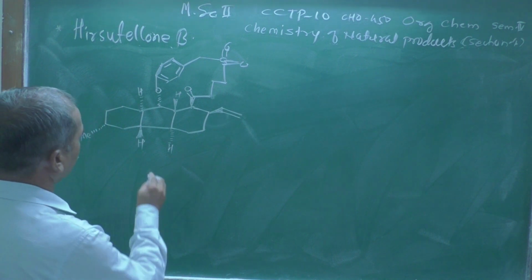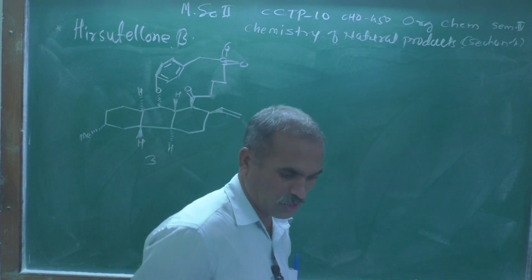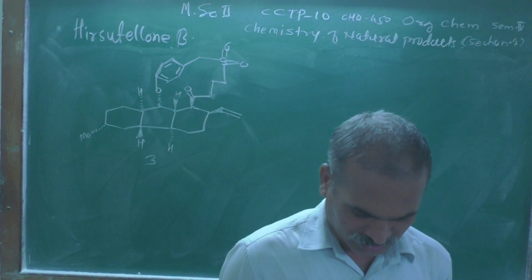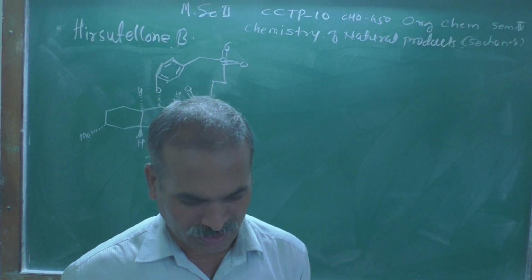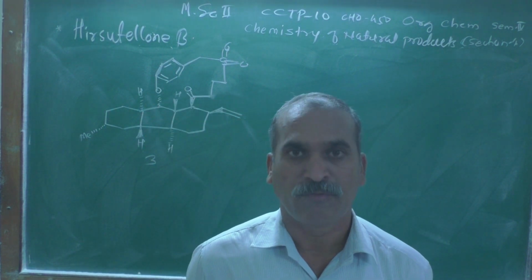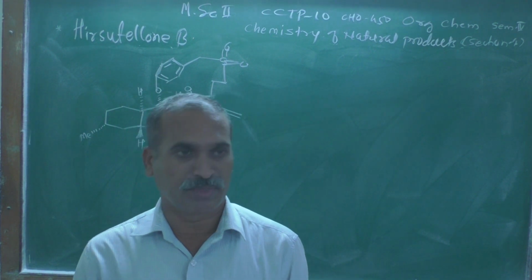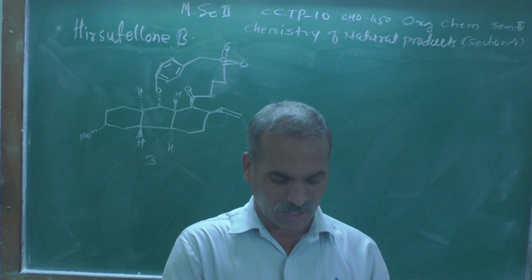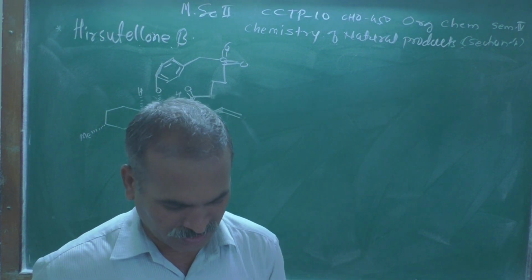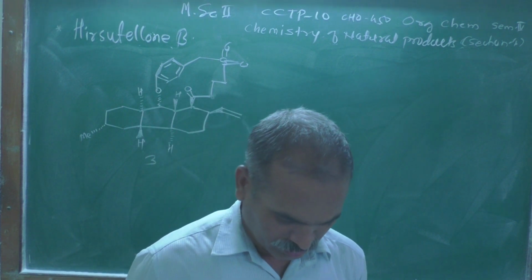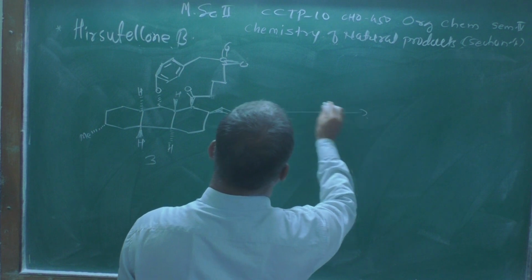So this is the structure number 3, that is a sulfone. This we know that scheme number 5. So far we have discussed scheme number 1, 2, 3, and now is scheme number 5 which we are discussing over here. So here, what are the reagents added?